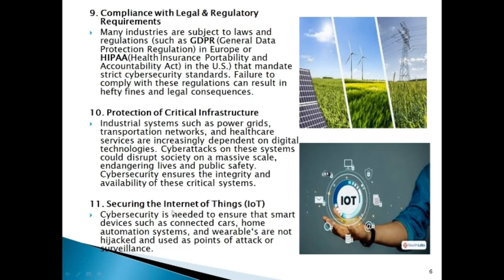Now, number 11, securing the Internet of Things. Cybersecurity is needed to ensure that smart devices such as connected cars, home automation systems, and wearables are not hijacked and used as points of attack or surveillance. Just imagine that a cyber criminal or terrorist group gets hold of all the Uber cars, let's say in the state of New York or in any other country where Uber operates, and causes enormous traffic jams with the intention of even robbing banks, getting the police distracted. That can lead to huge losses. So the essence of cybersecurity is to ensure that that does not happen.